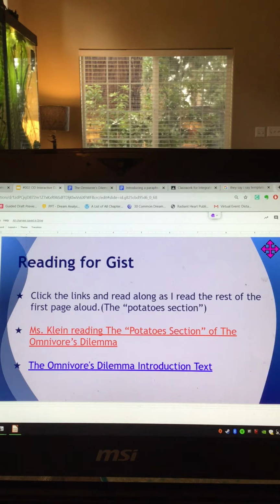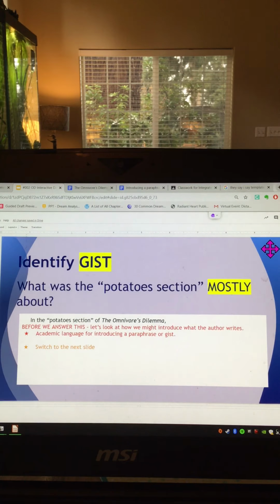Now that we have reread the potatoes section together, it's time to go ahead and write our gist statement. So I'm going to go ahead and flip the slide. And let's take a look at what the prompt says. What was the potatoes section mostly about?